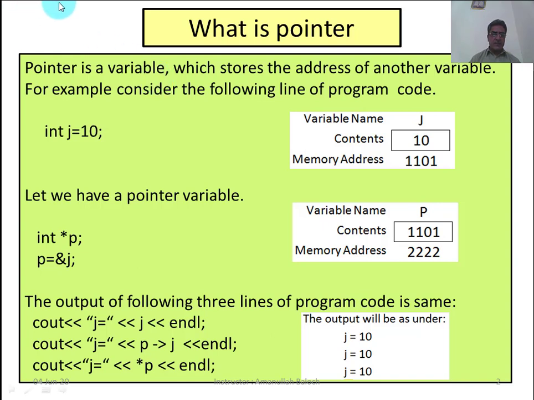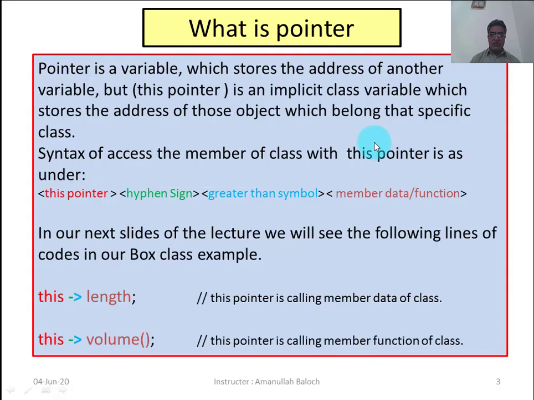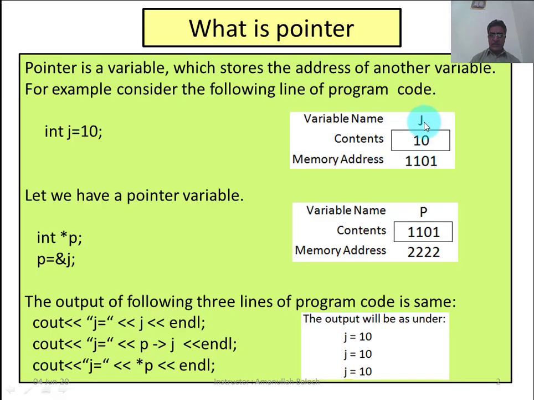For example, consider the following line of program code: int j = 10. What does it mean? It means that the computer has to reserve a memory location j in which we are going to store the value of 10. So the computer has a memory location with label j.